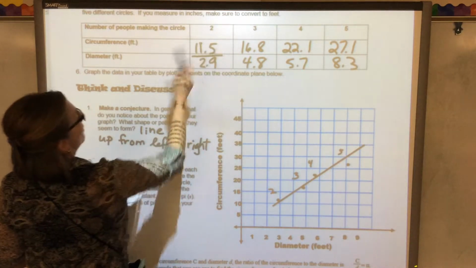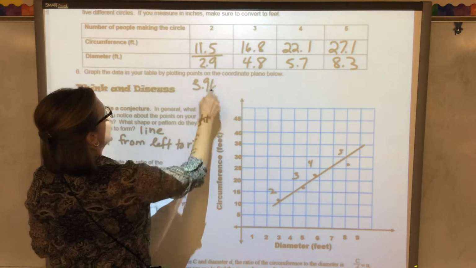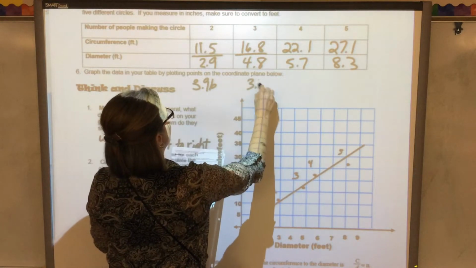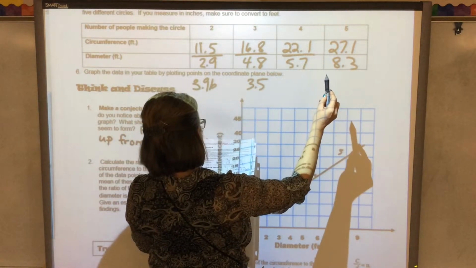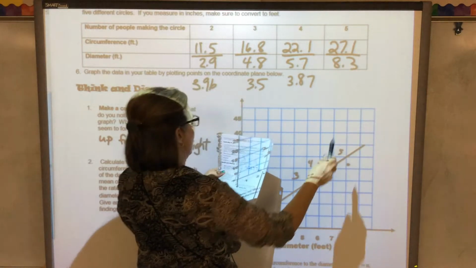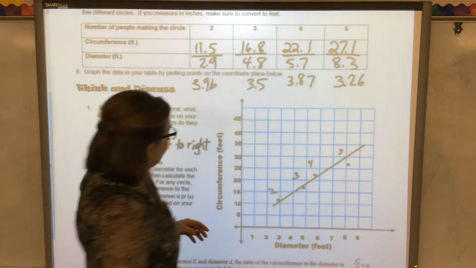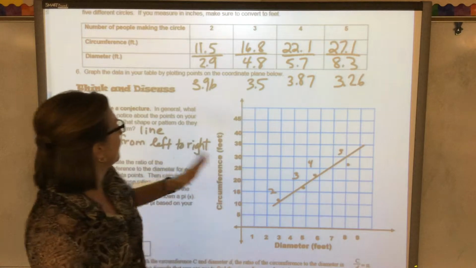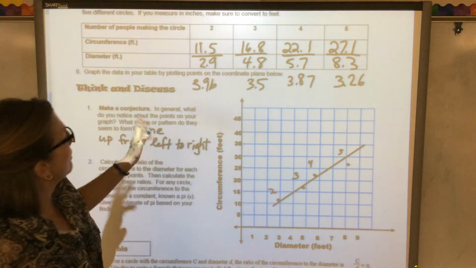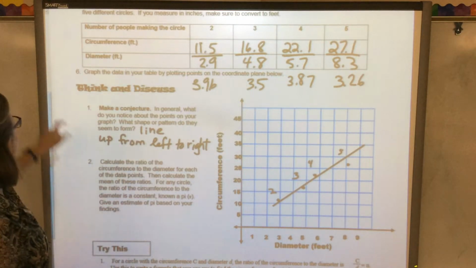So when I take 11.5 divided by 2.9 in my calculator, I'm going to get 3.96. When I divide 16.8 by 4.8, I get 3.5. 22.1 divided by 5.7 is 3.87. And 27.1 divided by 8.3 is 3.26. Now, notice that these are all in the 3 range, so anywhere between 3 and 4. And that's no coincidence. When we look, also, it asks us to find the mean of those numbers.